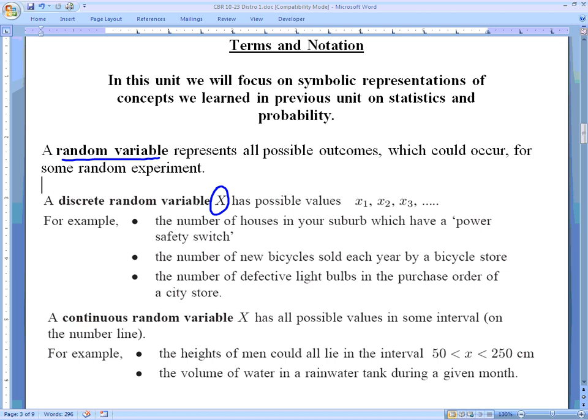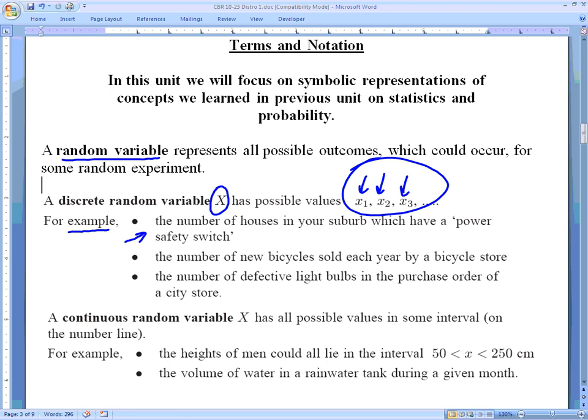So when you see big X, capital X, think of a variable. And when you think of a variable, think of a label. So this is words. Big X is words. And then the possible values are little x's, or data, numbers, values. So here's an example. The number of houses in your suburb which have a power safety switch. So depending on which suburb we're talking about, that could be 15 houses, that could be 20 houses, that could be 0 houses. All those numbers that I just read off, those are little x's. Those are data values. The actual label, which is the number of houses in your suburb which have a power safety switch, is big X.